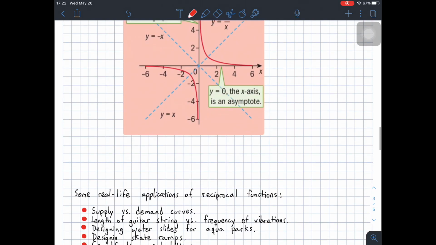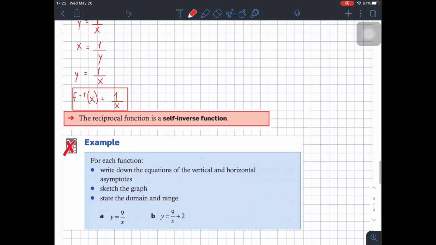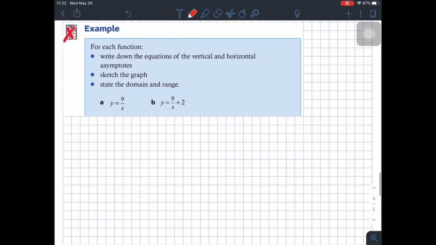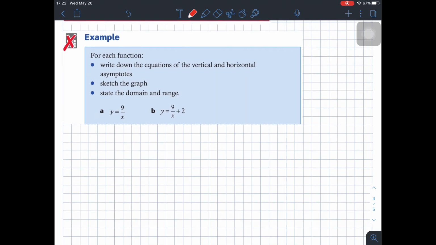So that's the self-inverse property, which occurs for reciprocal functions. Okay, so to finish this class, we're going to do this short example to finish grounding the idea of what a reciprocal function is about. It says, for each function, write down the equations of the vertical and horizontal asymptotes, sketch the graph, and state the domain and range.